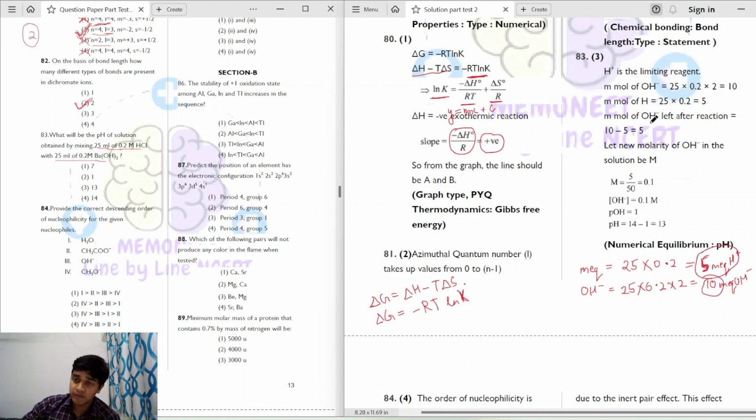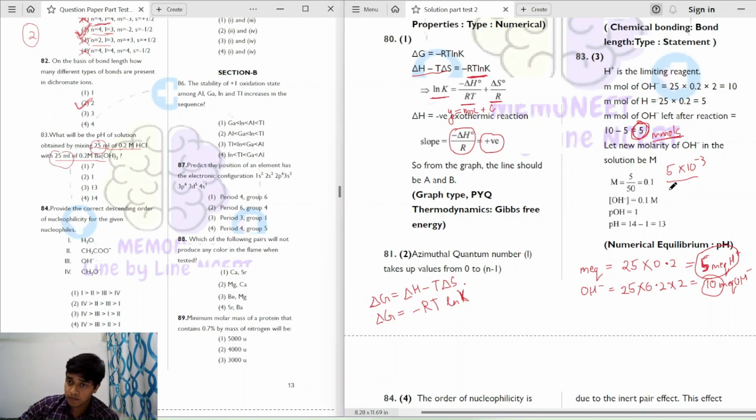So what will we be left with? We'll be left with 5 milliequivalents of OH minus, or we can also say 5 millimoles of OH minus. If you find out the new molarity of OH minus, the molarity can be written as 5 millimoles, which is 5 multiplied by 10 raised to the power minus 3, divided by the volume of the solution. The volume of the solution will be 25 ml plus 25 ml, which is 50 ml.